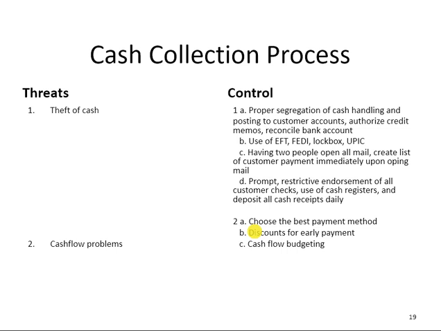Another threat is cash flow problems, okay? Which means in certain periods we don't have any cash inflows, but in other periods we have too many cash inflows. Okay, those are problems. So the controls we use: we're going to choose the best payment method. Okay, we're going to offer a discount for early payment, and most importantly, have cash flow budgeting.